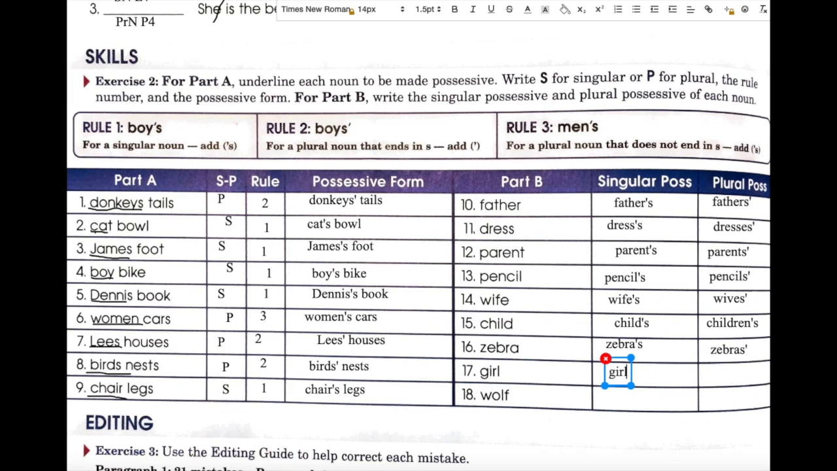Girl, singular, apostrophe S. For plural, turn it into a plural first, girls, and then apostrophe. Wolf, apostrophe S. And then for plural, turn it into a plural first, wolves, and then apostrophe. And there you have it.